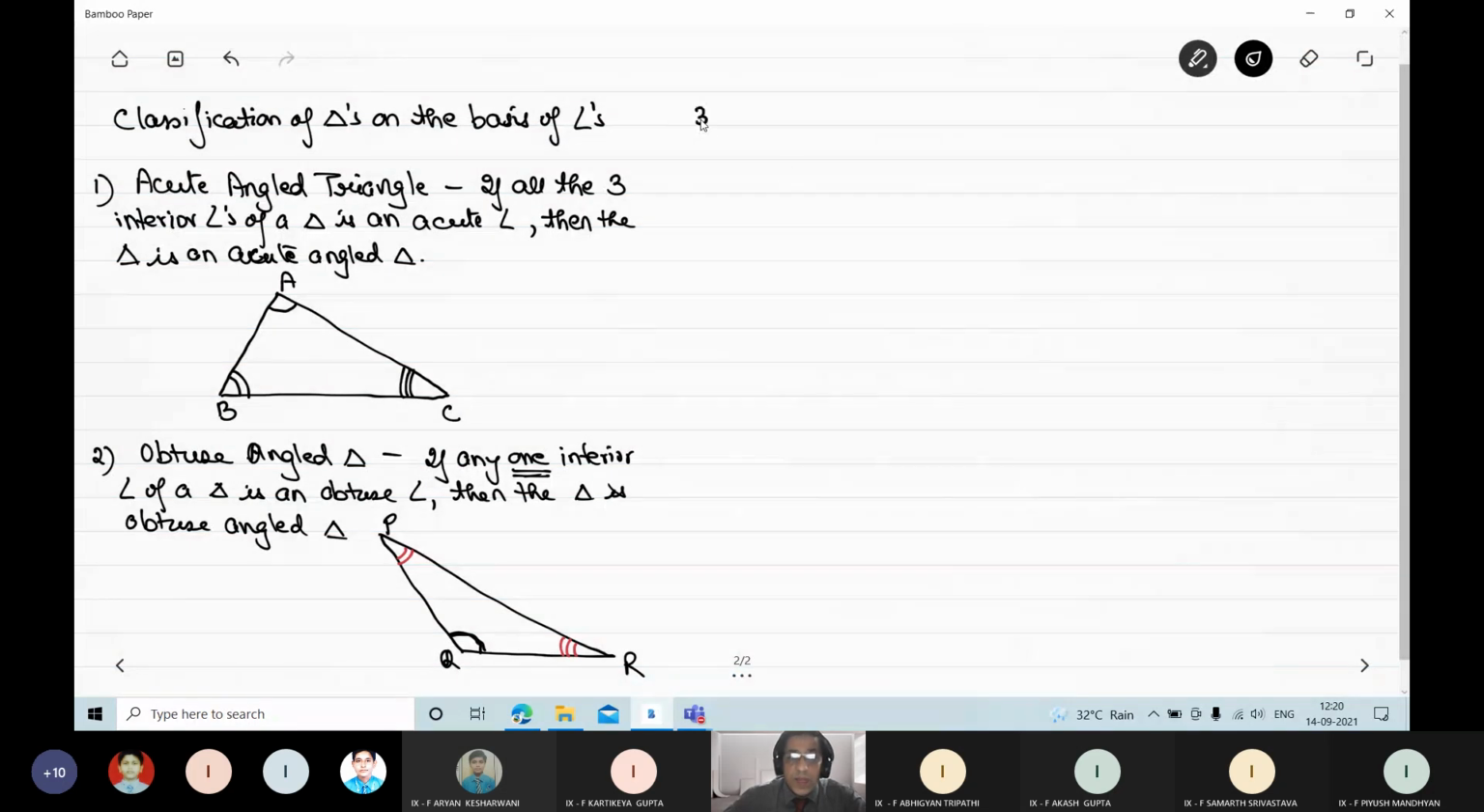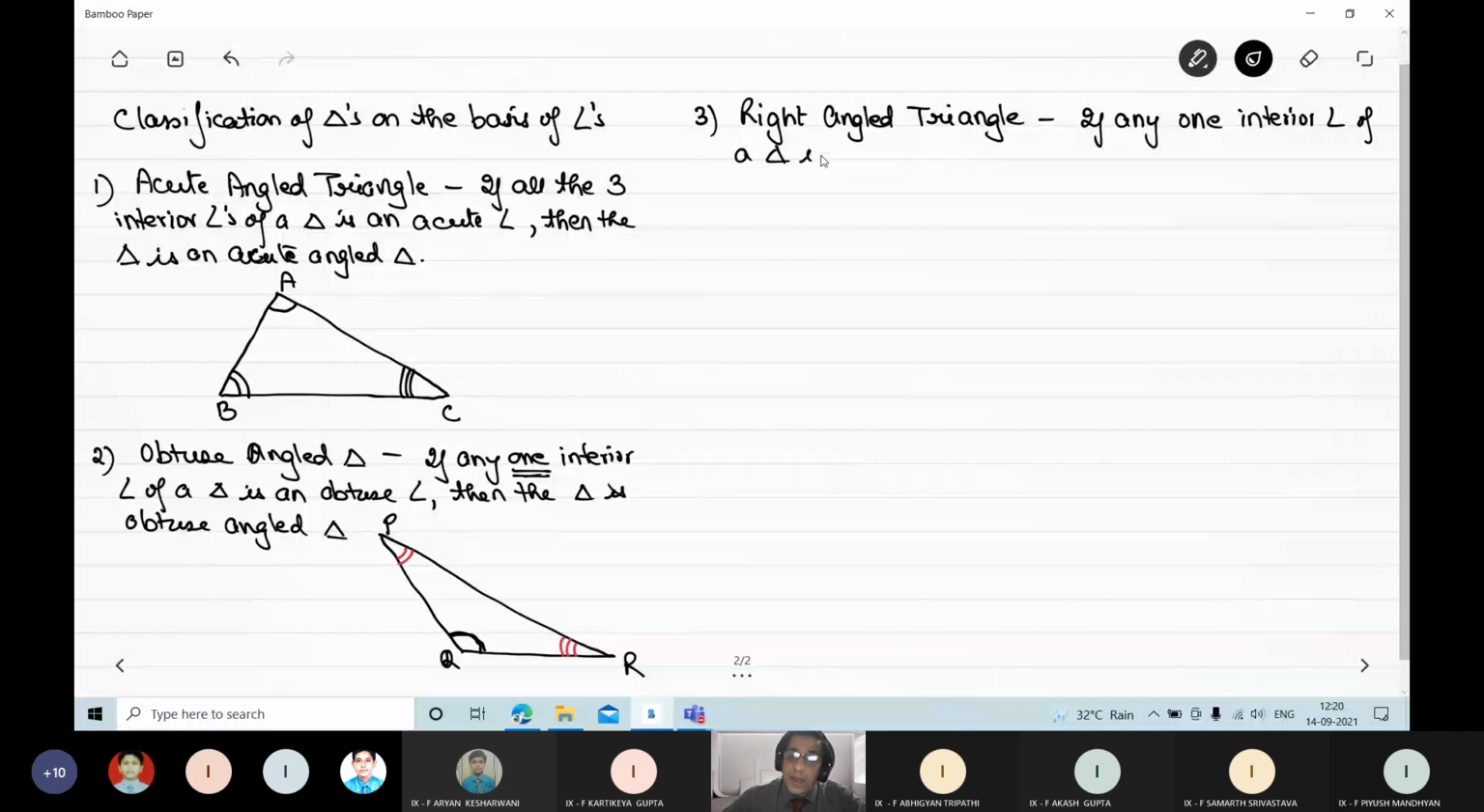The third that you may come across will be a right angled triangle. We have already discussed this right angled triangle while doing trigonometry. Remember? So if any one interior angle of a triangle is 90 degrees, then it is a right angled triangle. So a right angle triangle would look like something of this type.